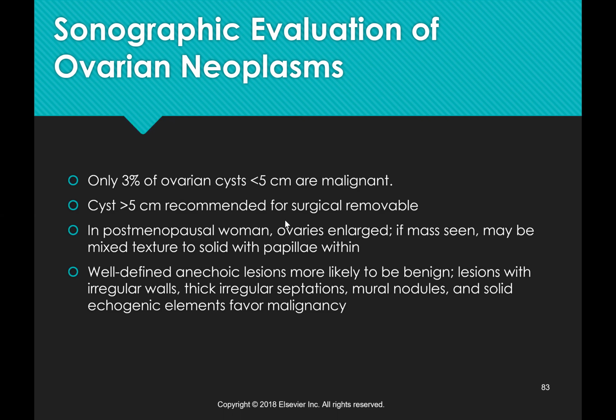Then again, well-defined anechoic lesions are more likely benign. So simple cysts with thin walls that don't look too complex are more benign, while lesions with irregular walls, thick irregular septations, mural nodules, and solid echogenic elements favor malignancy. If you have a simple cyst, you have a great chance of it being benign. When you have a complex cystic and solid mass with septations, there is definitely a higher chance of malignancy.